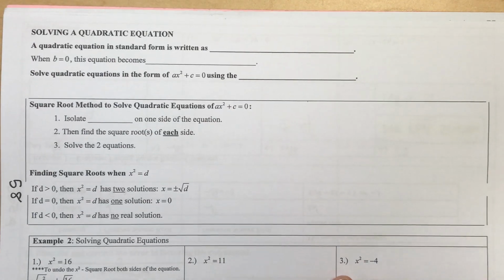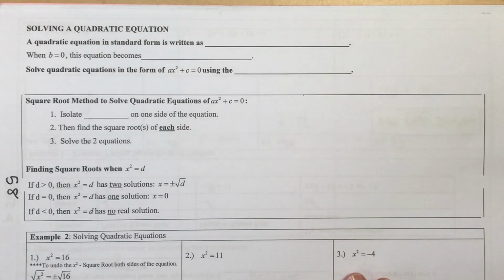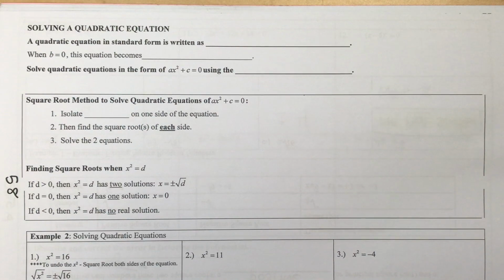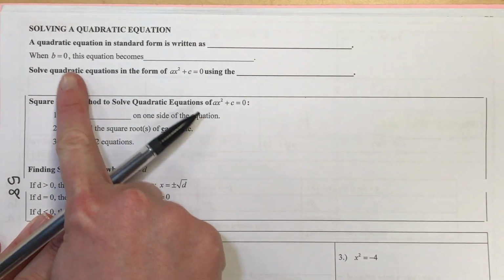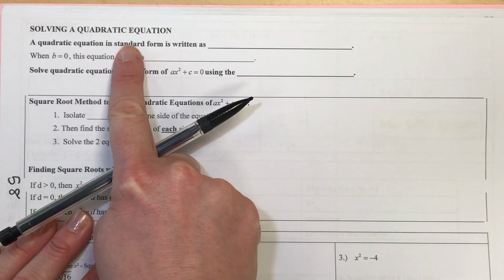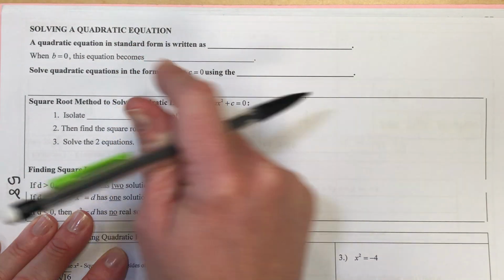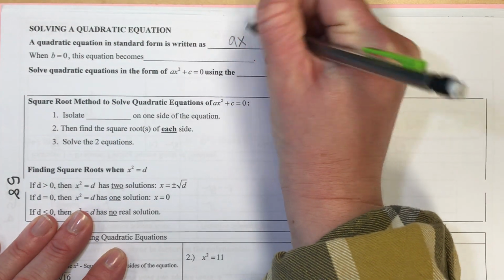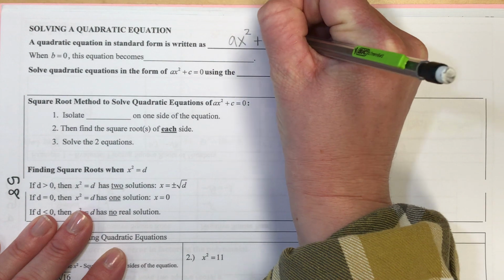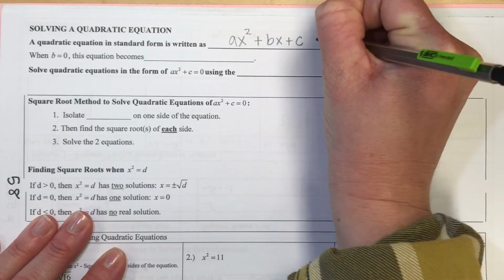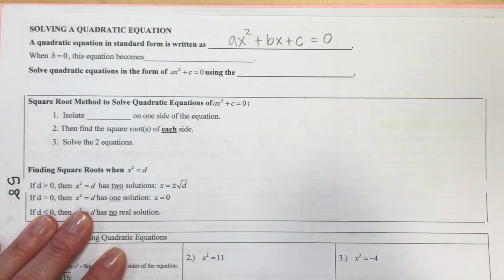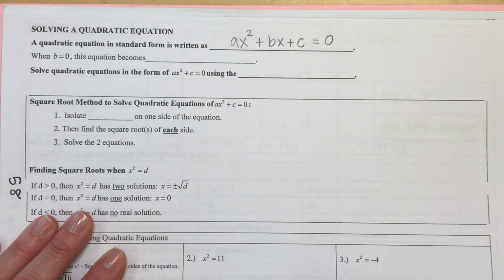In this video, I'm going to start discussing how we are going to solve quadratics with what is called the square root method. And let's talk about quadratics here. A quadratic equation should first be written in standard form, and that will look like this. This is the generic ax squared plus bx plus c. And it's going to need to be equal to 0 for all of these problems.